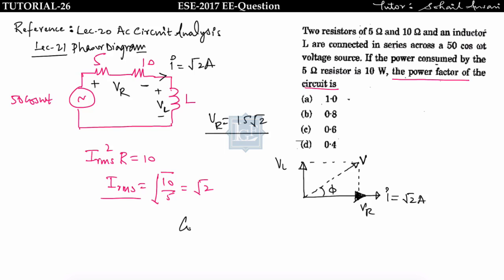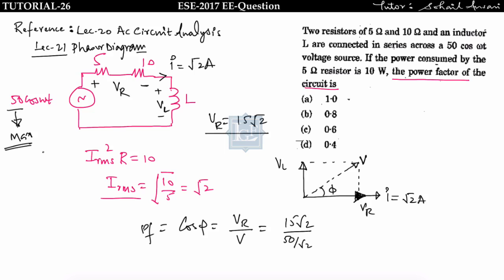Now find the cos phi. Cos phi is the power factor. Power factor is equal to cos phi. Cos phi is given as VR upon V according to this triangle. VR I have got, that is equal to 15 root 2, and V is equal to 50 by root 2. Remember, this is the maximum voltage.